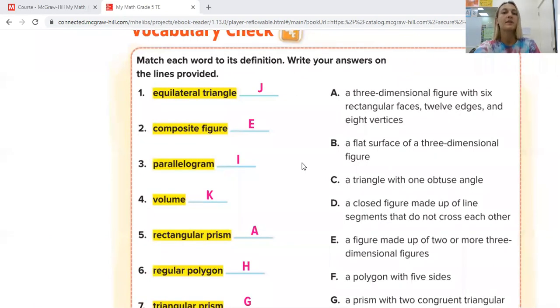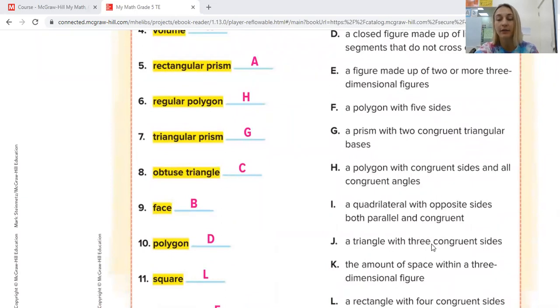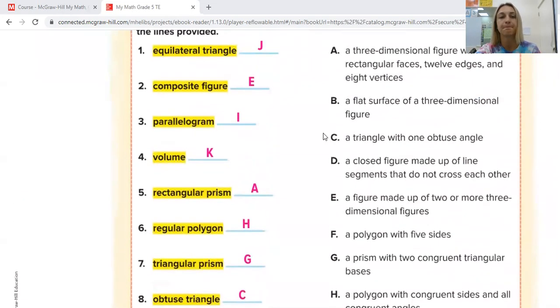All right, so we have equilateral triangle. Equilateral means the same. Another word for the same or equal is congruent. So let's look down at our definition. J, a triangle with three congruent sides. We know a triangle is a shape that has three sides. For it to be equilateral, it needs to have the same length on all three sides.